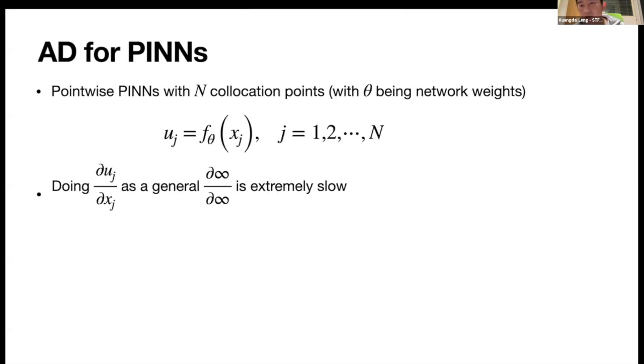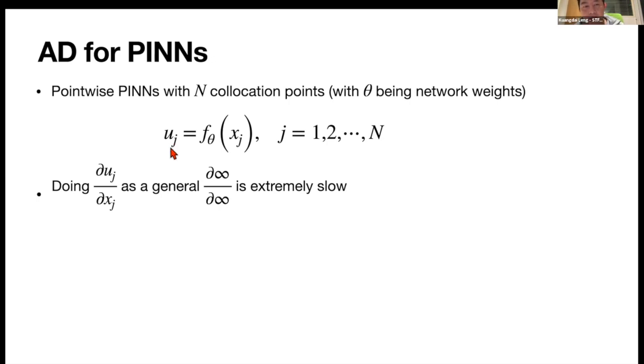So how about AD for physics-informed? Let's start with a simple case of PINNs. Consider we have a pointwise PINN with n collocation points sampled from the domain. So the PINN can be written in this very simple format, where theta is the network weights. You put in one coordinate and you get one field, right? So it's very, very simple.